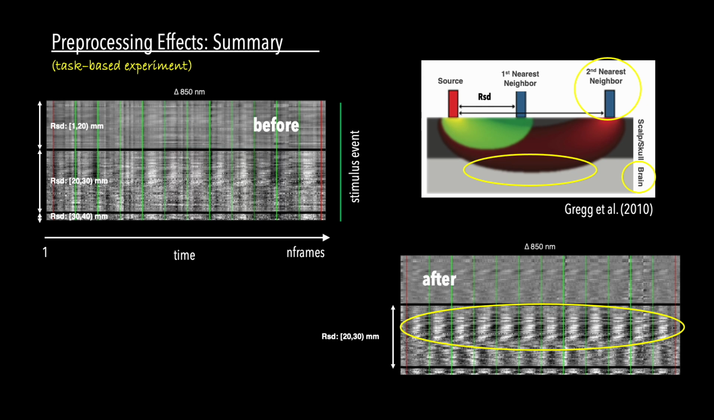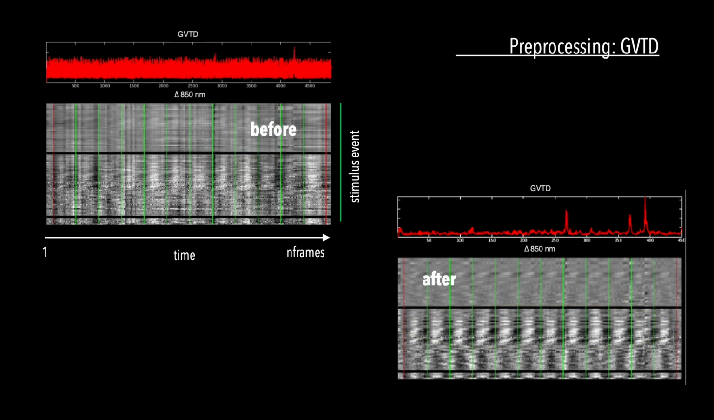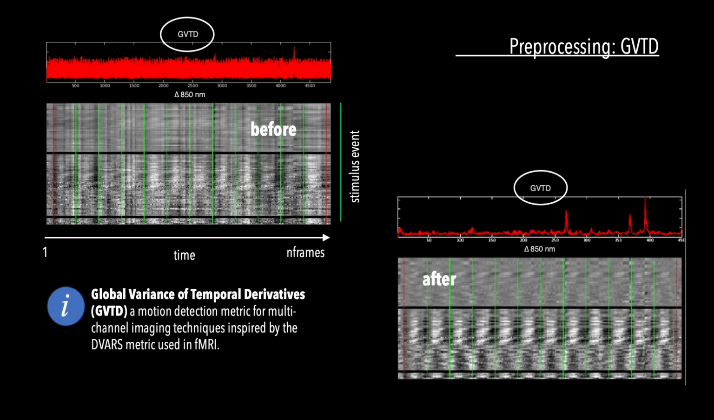A close inspection of the gray plot reveals several frames contain bright stripes spanning multiple channels. As these do not coincide with the task response and extend into the short-distance measurements, it is unlikely they reflect neural activity. Rather, they more likely reflect some extraneous source. These artifacts can be quantified by computing the global temporal variance of the data, a metric analogous to DVARS that is used in functional MRI.